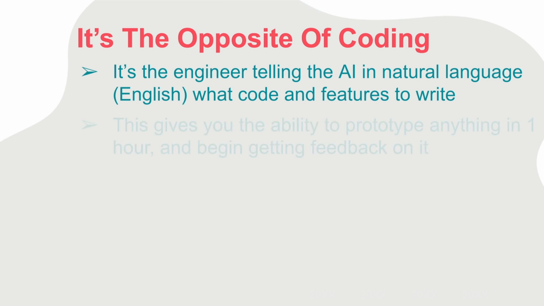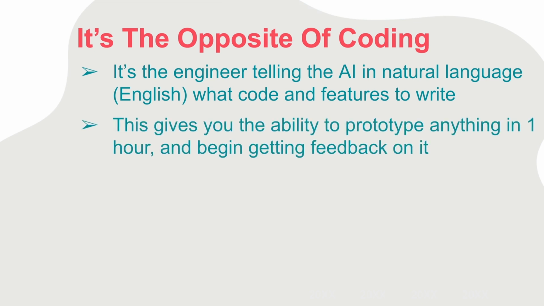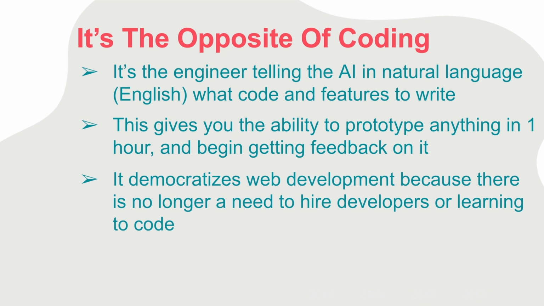And very importantly, this gives you the ability to prototype just about anything. Not a fully completed product, but prototype in 1 hour and begin getting feedback on it. Begin showing it to potential clients, your boss. That's unprecedented. If you wanted to launch a website before, sure, if you're fast, you can do WordPress, but you could not make a mobile app. You could not make other original software. It would take you days and days. And the revolution here is manifold, because yes, it's way faster, meaning it's affordable and more efficient, but it democratizes web development, because there's no longer a need to hire web developers or learning to code.